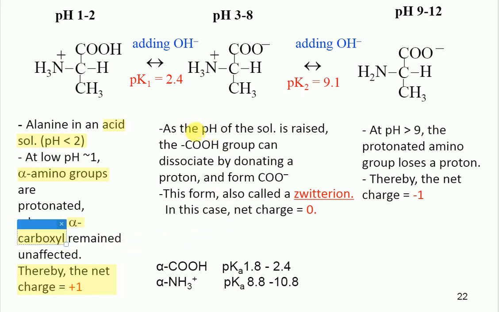As the pH of the solution is raised, the carboxyl group can dissociate by donating a proton and form COO-. This form is also called a Zwitter ion. In this case, the net charge is 0.